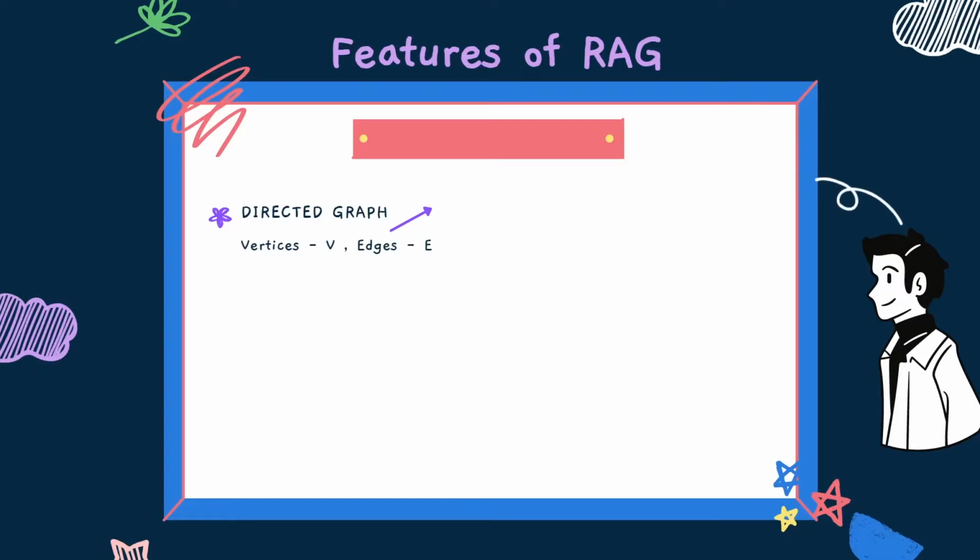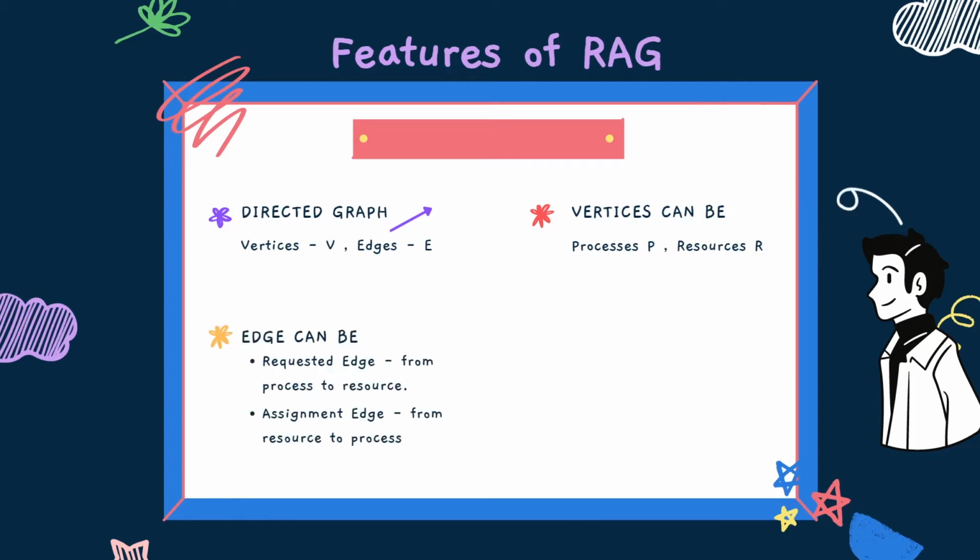Okay, some features of resource allocation graphs. The first feature is they are directed graphs. Okay, and the vertices are labeled as V and the edges are labeled as E. The second feature is the vertices can be processes P or resources R.